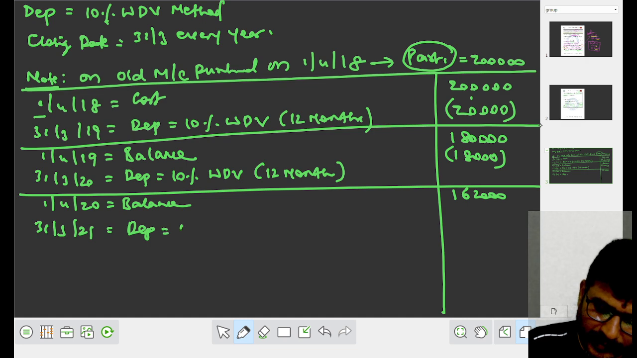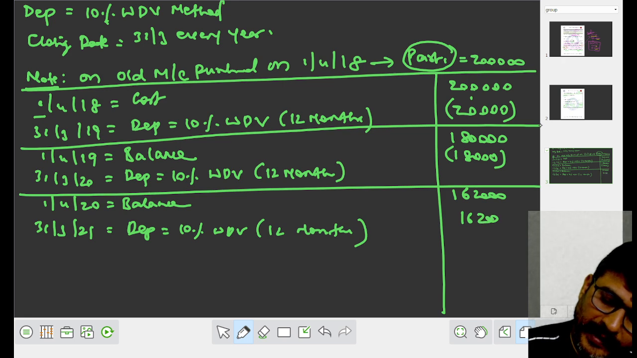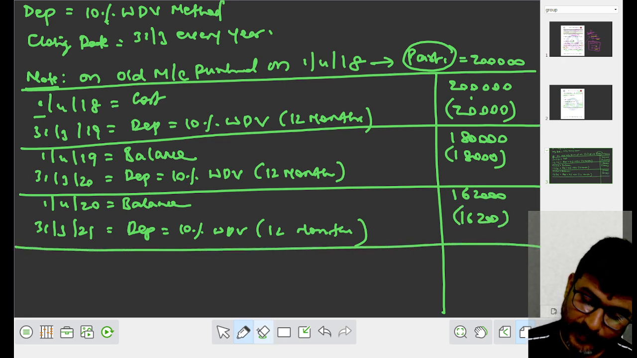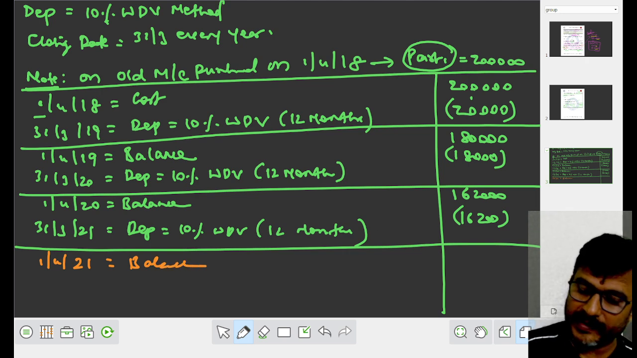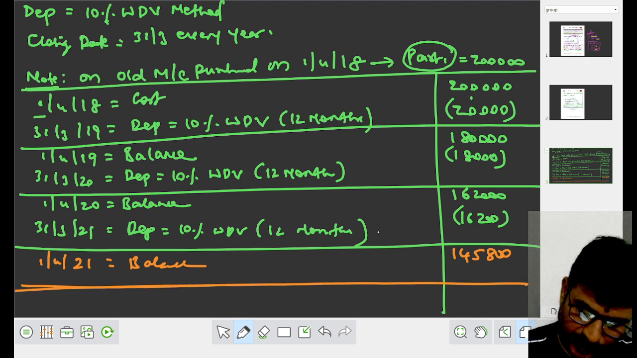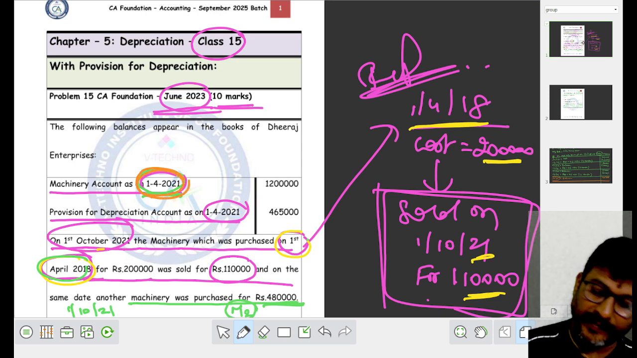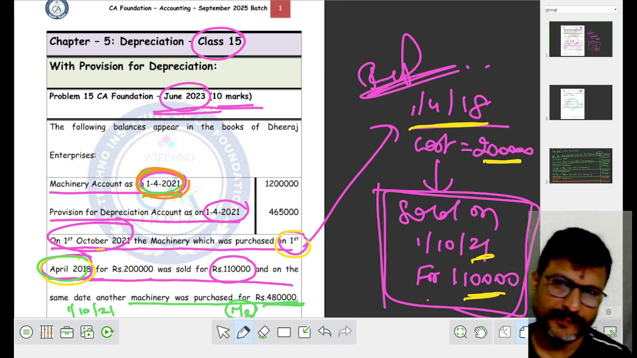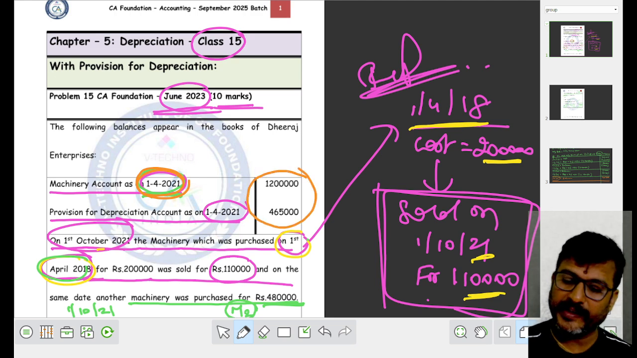Now let us write 31st March 21, depreciation 10% WDV again for 12 months. It comes to 16,200. Now let me write on 1st April 21 as a balance. It comes to rupees 1,45,800. I stopped on 1st April 21 because the balance is given on 1st April 21. Okay, now what to do? We have a machinery, we have a provision for depreciation.